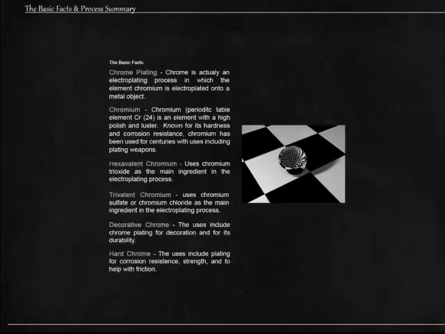A couple different types of chrome that are created are decorative chrome, which, as the name implies, uses chrome plating for decoration, and hard chrome, which also, as the name implies, is used for its durability, its strength, and corrosion resistance. It also helps with friction, so things like ball bearings.